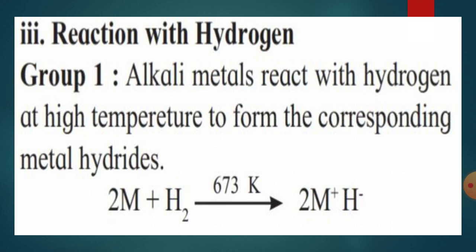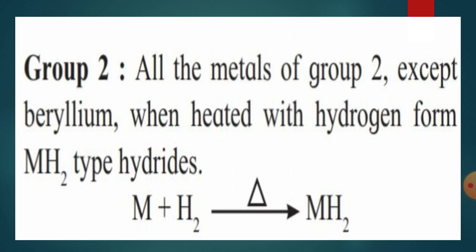When this metal is reacted with hydrogen, as we know hydrogen exists in H2 form, at very high temperature, 673 Kelvin, it gets converted into metal hydride, and that is MH. When group 2 metal, leaving behind beryllium, is reacted with hydrogen, they will form hydride in the form of MH2. In group 1 it has been forming in MH form.